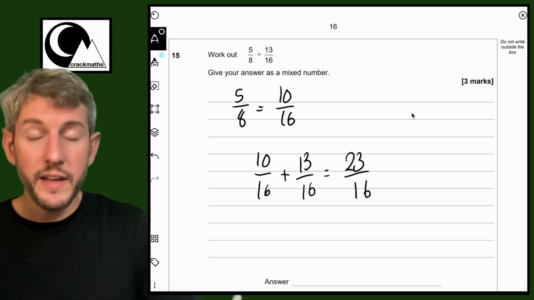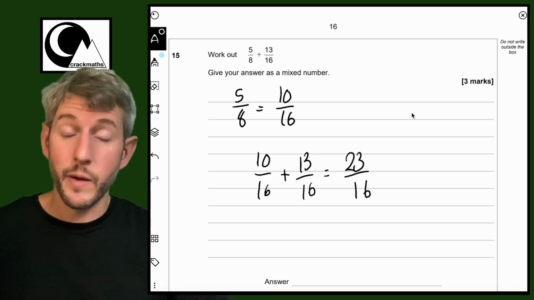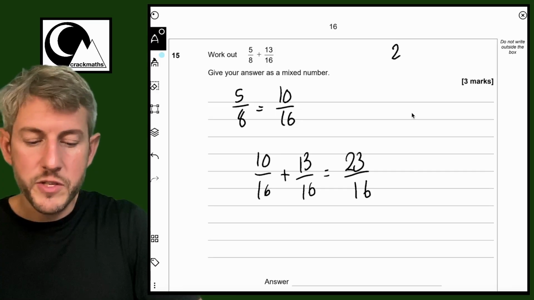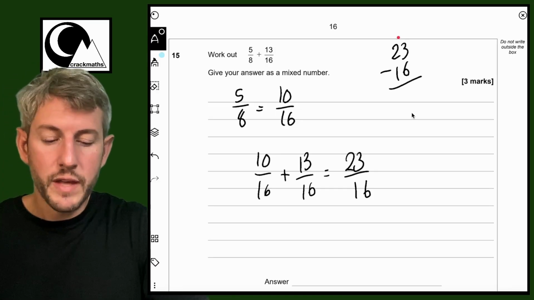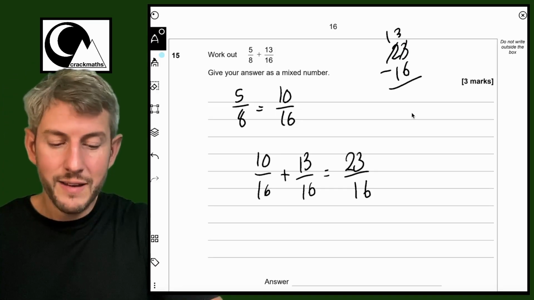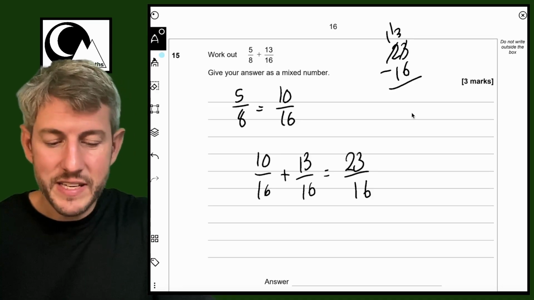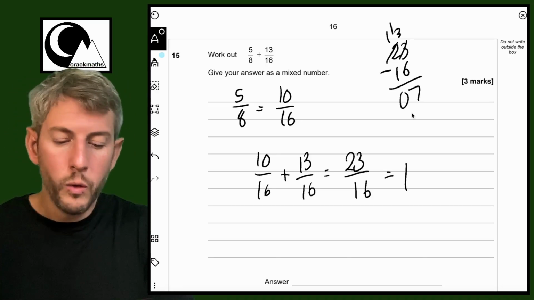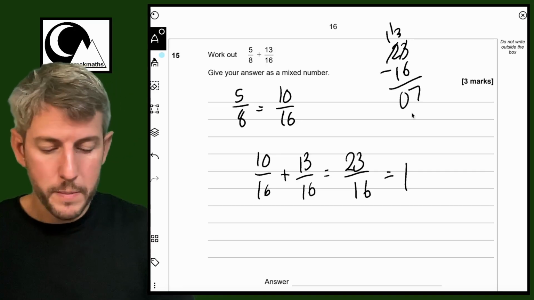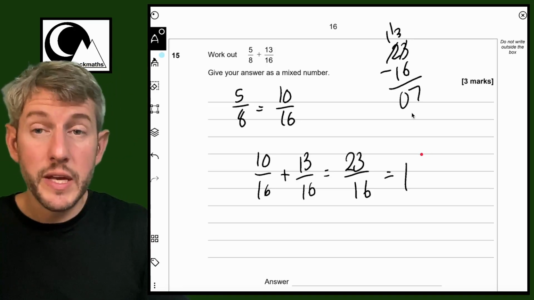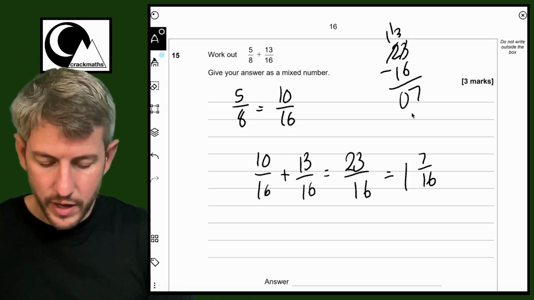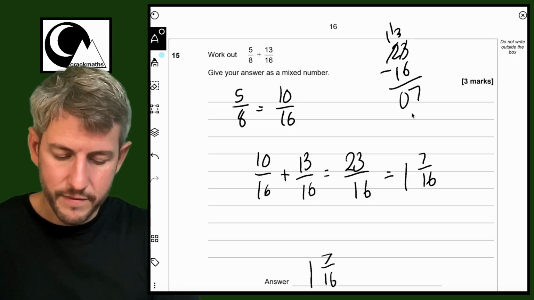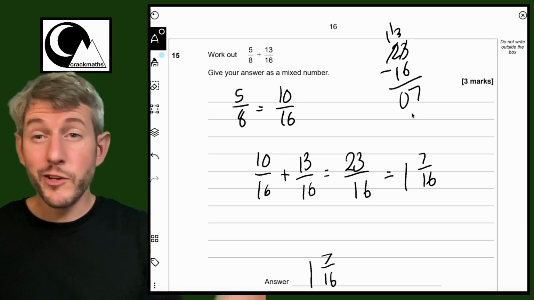So what I've got to do here is see how many 16s go into 23. So I'm going to just do 23 take away 16. Okay, so we can't do that. So we've got 13 take away 6 is 7. 1 take away 1 is 0. So this is going to equal 1 whole because 16 goes in the whole time. And then it's going to be 7 over. So here we go. We've got 1 and 7/16. Right, great. Let's look at the next question.